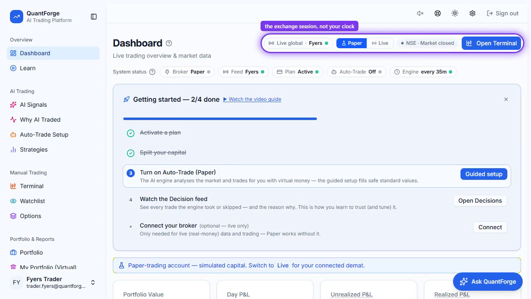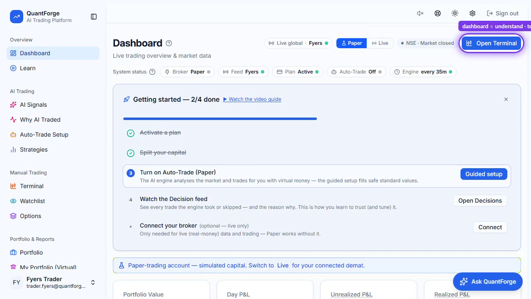When it says closed, live prices will not move and a live order will be refused by the exchange, not by us. An open terminal on the right is the shortcut to the trading screen. The dashboard is where you understand your account, the terminal is where you act.